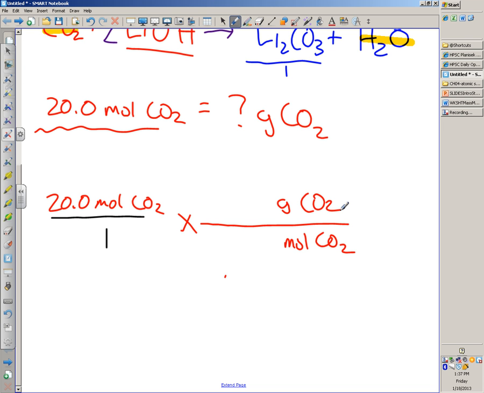This conversion is similar to the conversions that we used to do when we were dealing with elements. Similar, but not exactly the same. So first, when we were doing conversions with elements, what number always went in front of moles? 1. And that's going to be the case here as well. 1 is still going to go in front of moles.